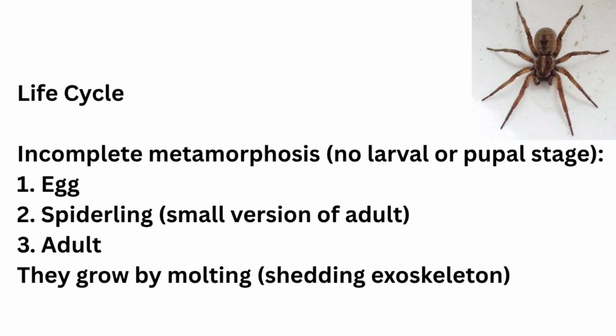Looking at the life cycle, it exhibits incomplete metamorphosis. Okay, so there is no larva or pupa stage. Instead, it goes from the egg to what we call the spiderling, which is a small version of the adult. It can be compared to the nymph in cockroaches, and then it moves to the adult. Now they grow by molting, that is, they shed their exoskeleton or their outer skeleton.